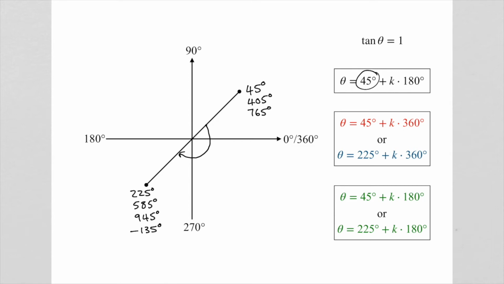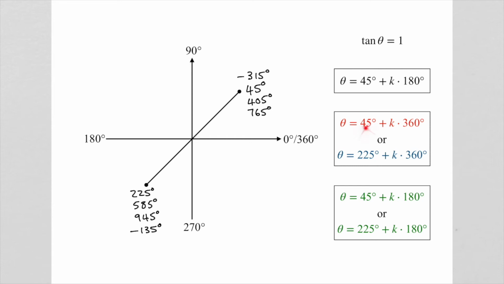And then if we subtract a further 180 from that, that gives us negative 315 degrees, and that is again in the first quadrant. So now we've got 4 angles in the first quadrant and 4 angles in the third quadrant, all from the solution 45 plus K180. Now let's see what happens when we use 45 plus K360 or 225 plus K360.